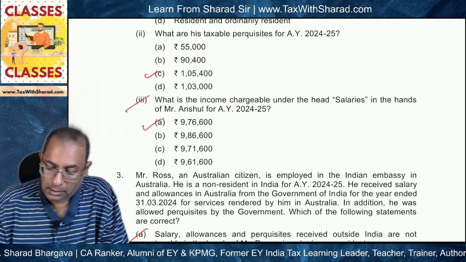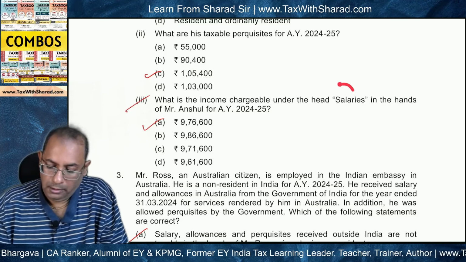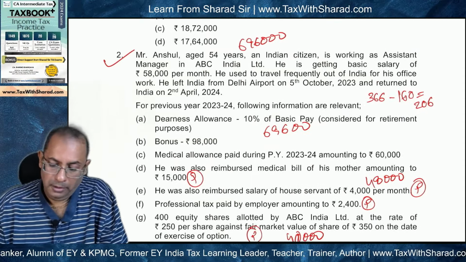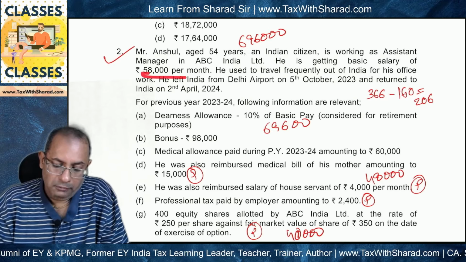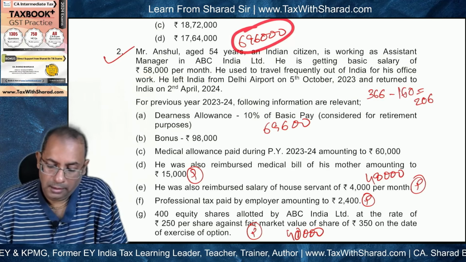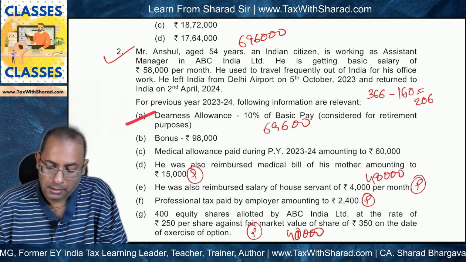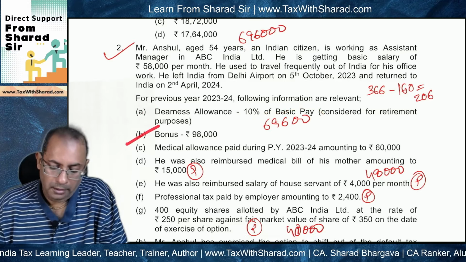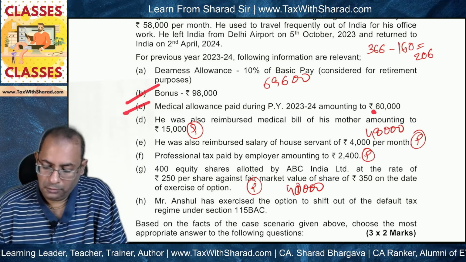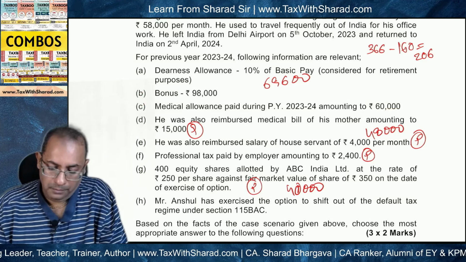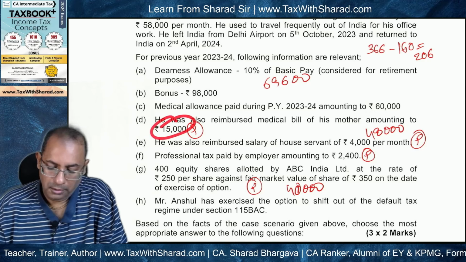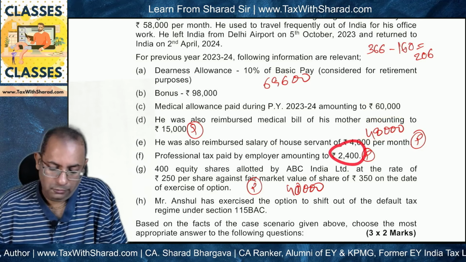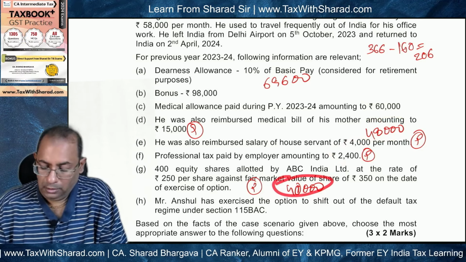The last one on this is what is the income chargeable under the head salaries in the hands of Mr. Anshul. So if we compute the income here, so basic salary is 58,000 per month, which becomes 6,96,000. Okay, DA is 10% of basic pay, which means 69,600. Then we add bonus 98,000. We add medical allowance of 60,000. Medical bill reimbursement of 15,000. House servant salary of 48,000. Professional tax 2,400. ESOP 40,000.